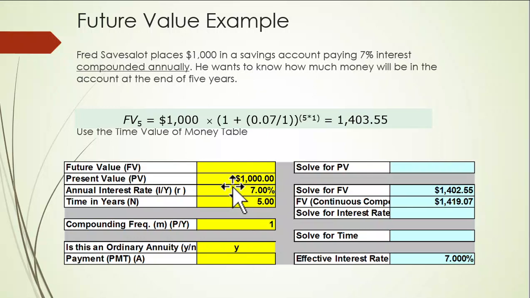Again, you input the data. Negative 1,000 is the present value. 7% is the interest. 5 is years. 1 is the compounding period. Again, we don't need to know this thing down here, but for right now, it's either going to be a 0 or yes. And the answer is $1,402.55. So again, depending on how you round, we got 1,403.55. The answer is pretty close. Okay, so that is how you find the future value of an investment.